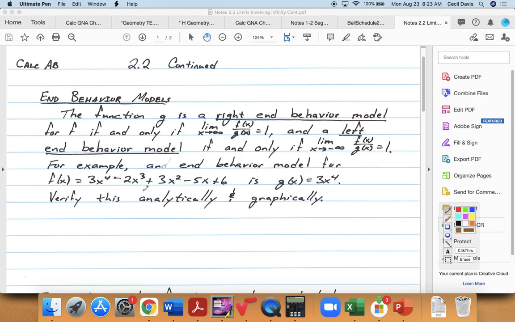So an end behavior model for this really hideously long polynomial, it's a quartic, is g of x is equal to 3x to the fourth. Verify this analytically and graphically.